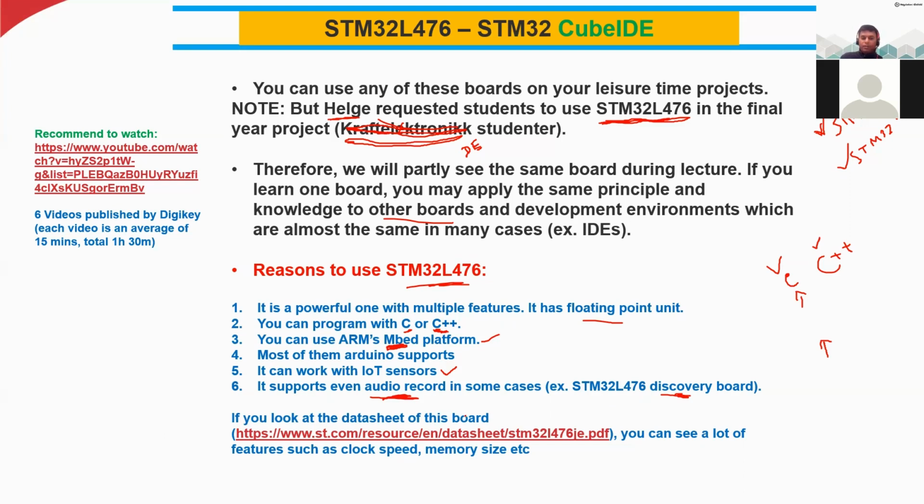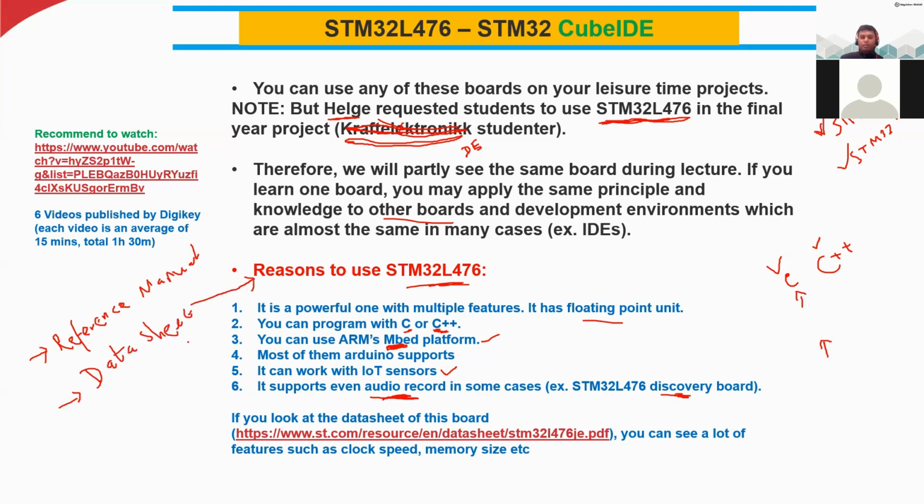If you look at the data sheet of this board, yes, you can see a lot of features such as clock speed, memory size, etc. So I strongly recommend you to do two things. The first one is the reference manual of the STM32 microcontroller. And the second one is the data sheet of this specific microcontroller.